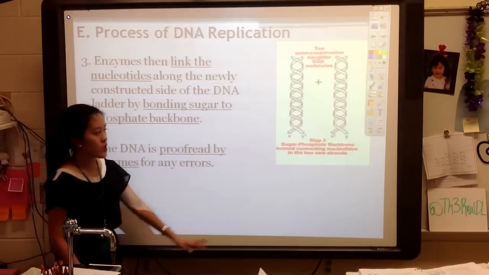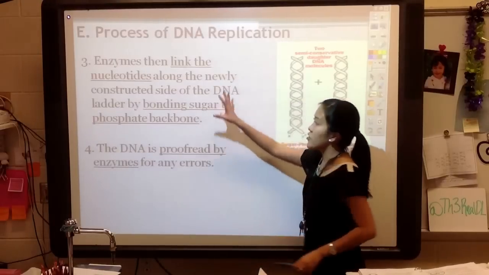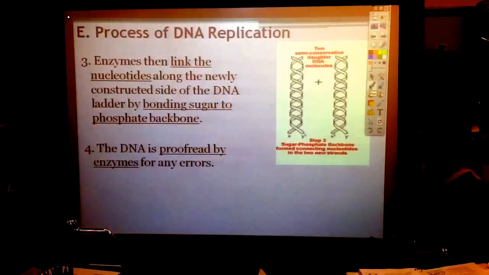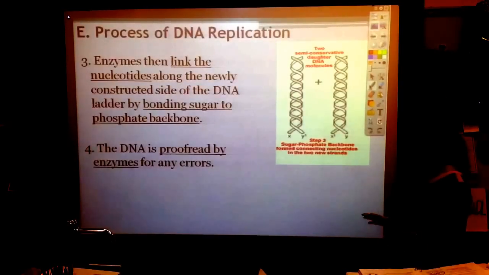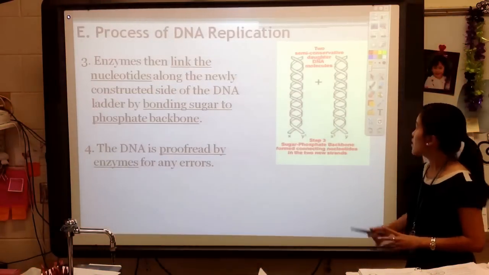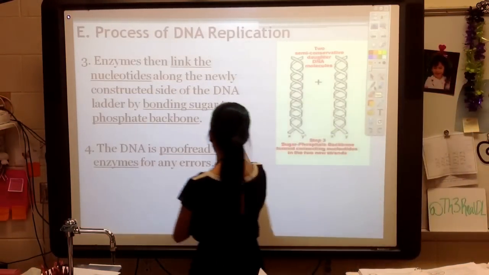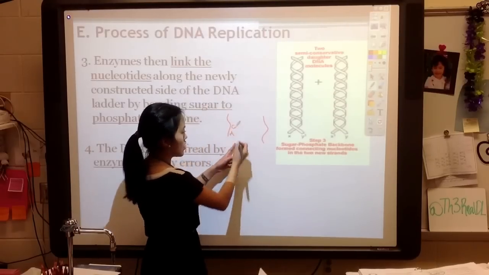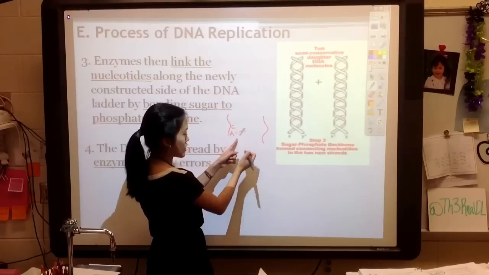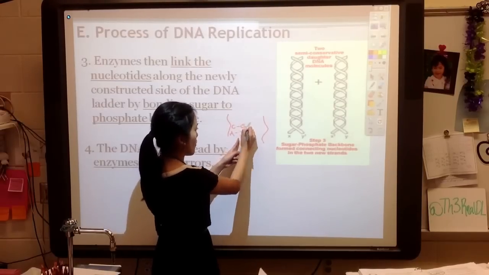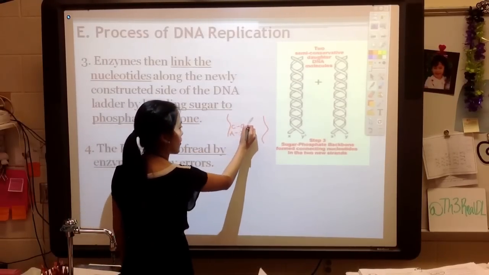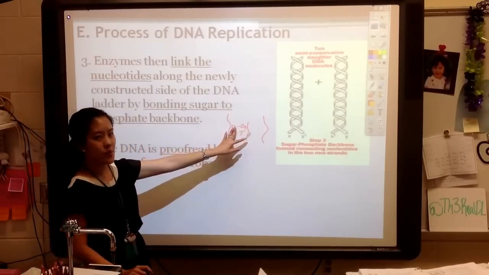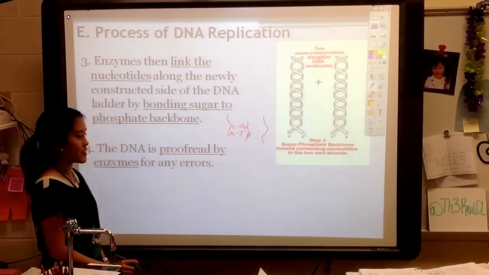Then, after we start bonding up the separate sides, the third step is that we'll link the nucleotides along the newly constructed side of the DNA ladder by bonding sugar to phosphate. So basically you have a structure. You have your A here, your C here. You have this nucleotide that came with a T and a G. But now we need another side to it. So now the end of the ladder will actually form up. And we'll draw a better diagram of this in class so that we can understand this a little more easily.